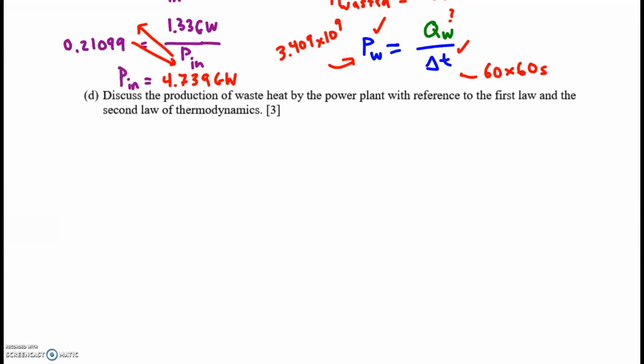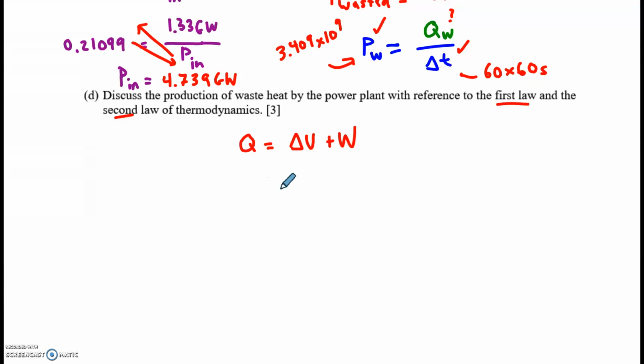Finally, part D. Part D says, discuss the production of waste heat by the power plant with reference to the first law and second law of thermodynamics. Now, this is very vague, but we know we have to use the first law and also the second law. What does the second law say? Well, look, you see how we have Q in here?